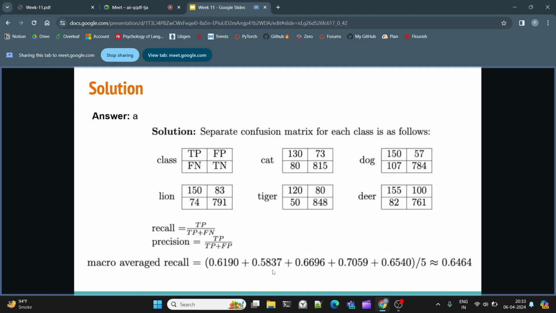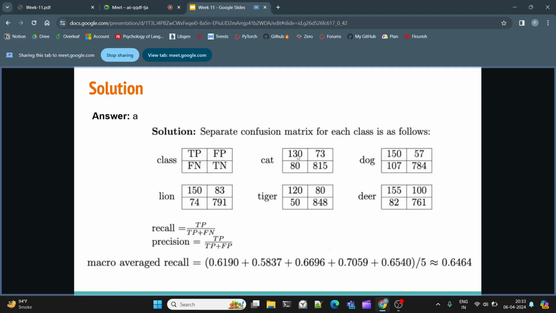In case of macro, you do it for all the classes. You find the precision or the recall value for each of the classes and you take the average. I was giving a two-class example. That is why I mentioned highest and lowest. In the general scenario, it's not like that. You do it on a per-class basis. Per class, you compute the recall, you compute the precision, you sum it up, you take the average, and you get the value. So that is the macro average.